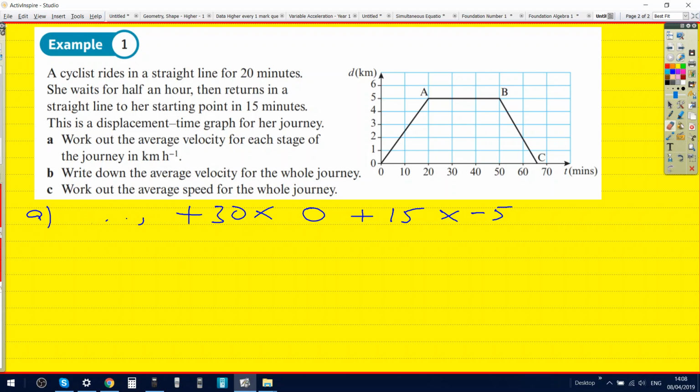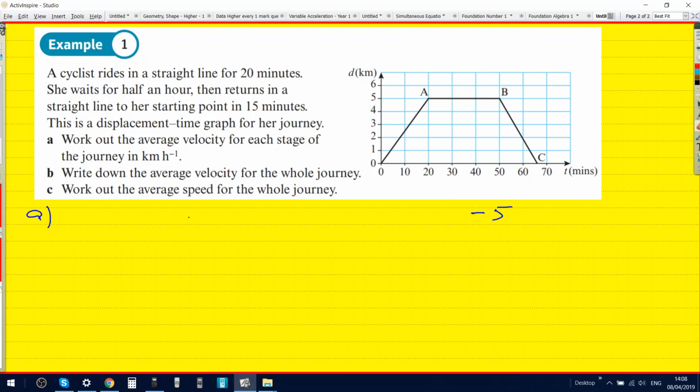How do you find speed? Distance divided by time. Yeah. So velocity is like that. Velocity is displacement over time. I'll call it D for displacement. Okay, so for the first part, what's the velocity?